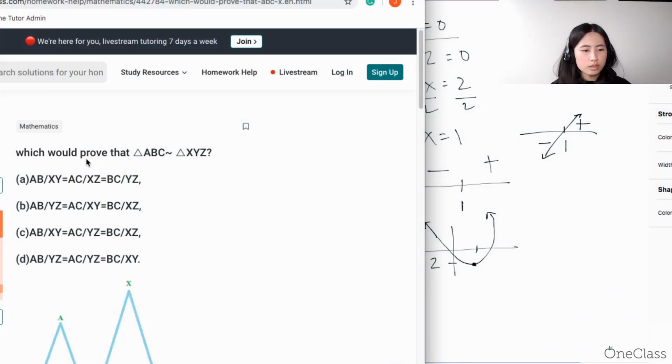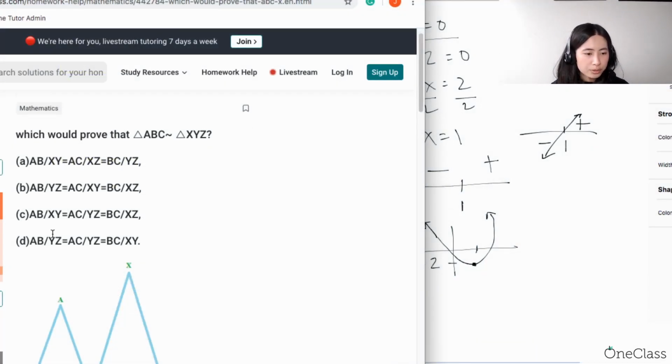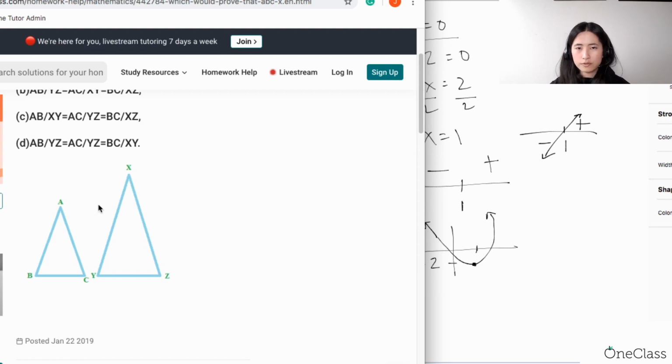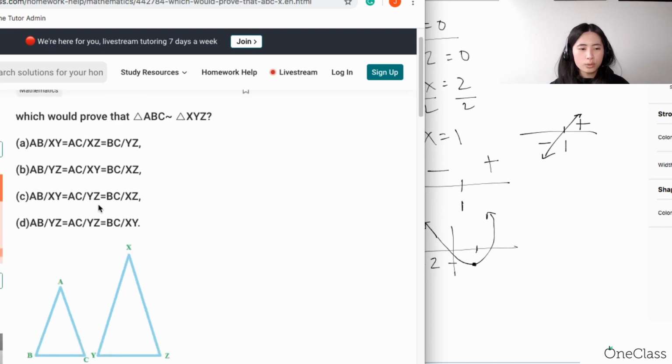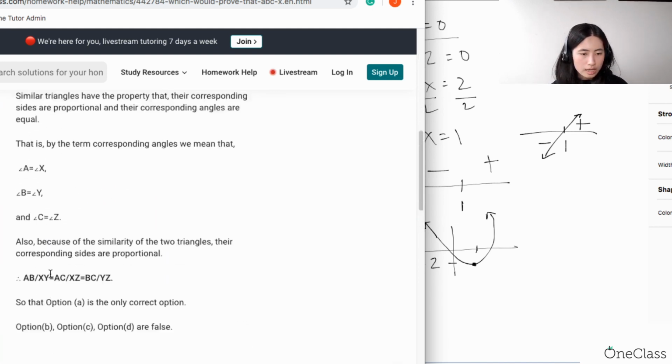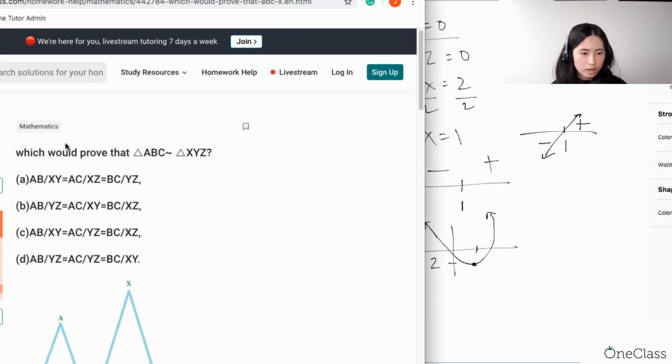We need to look at the following options, and it says which would prove that triangle ABC is similar to triangle XYZ. Okay, so first of all, when two triangles are similar, that means the lengths of their sides are proportional, right? It doesn't mean that they're equal to one another or congruent. And they're trying to say that option A is the correct answer.